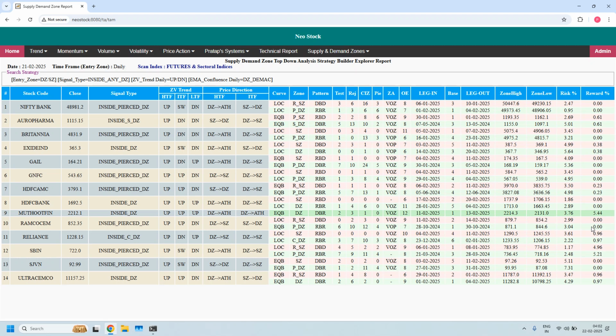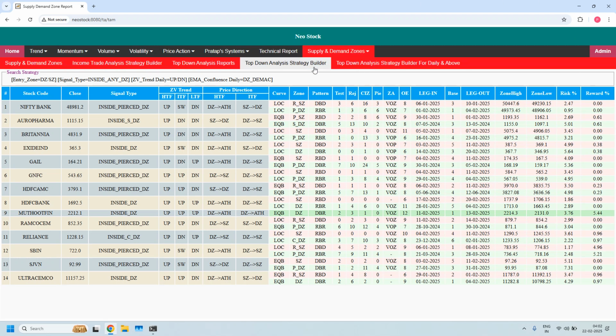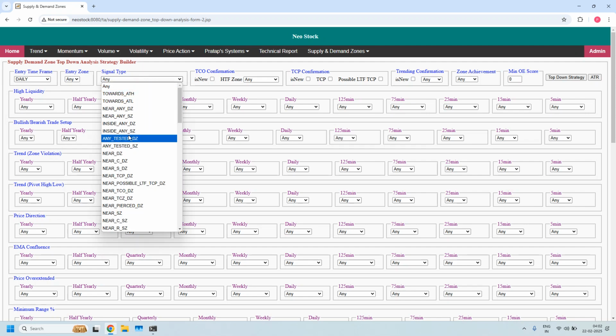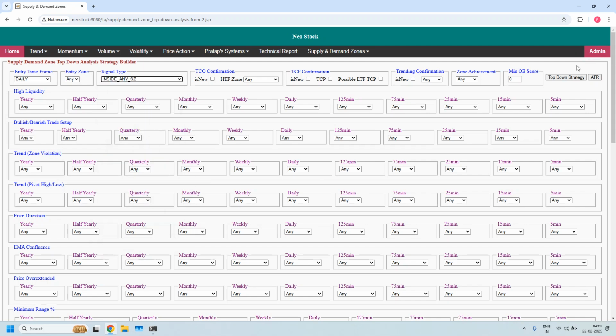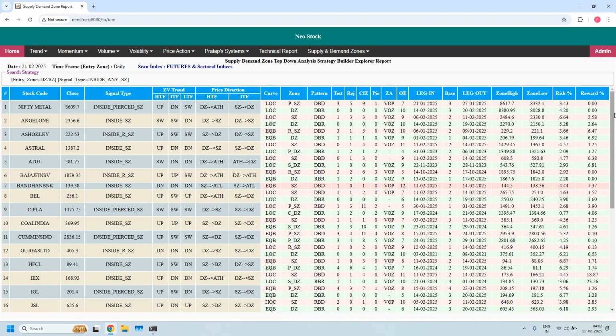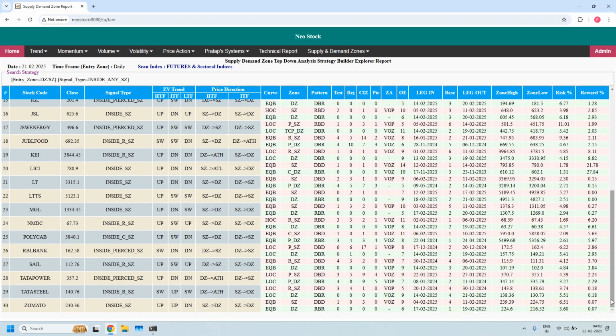So next we will identify price closed inside daily supply zone. For daily time frame, price closed inside daily supply zone, we got 30 stocks. First 16 stocks in the list. I'm scrolling the list down. So total 30 stocks are filtered.